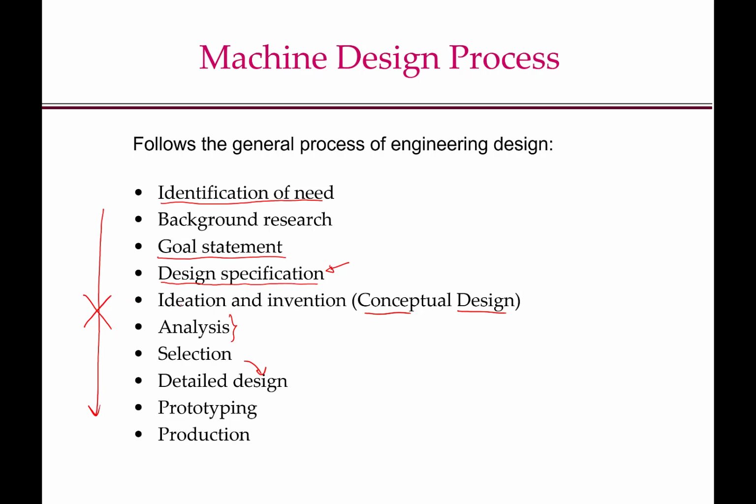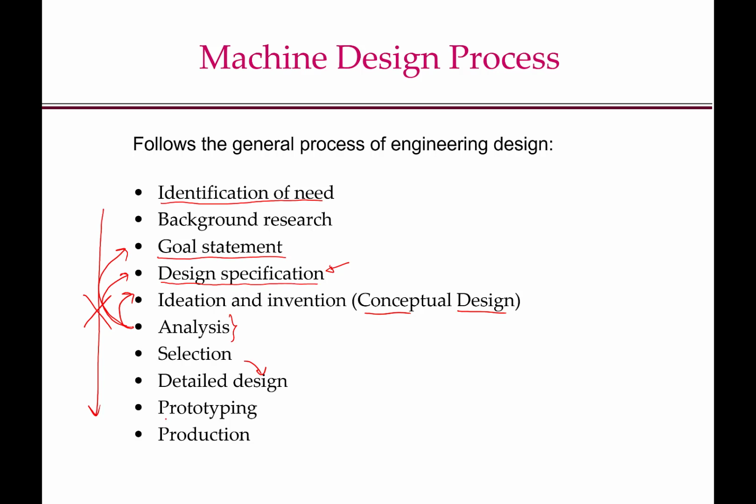So suppose you came to this ideation and invention stage. You did analysis and you found that, okay, none of the ideas that you came up with are good. You can go back from here. Or you may even want to change your design specification or your goal statement, because it may not be feasible to design what you intend. So I can go back and forth between any one of these steps here.